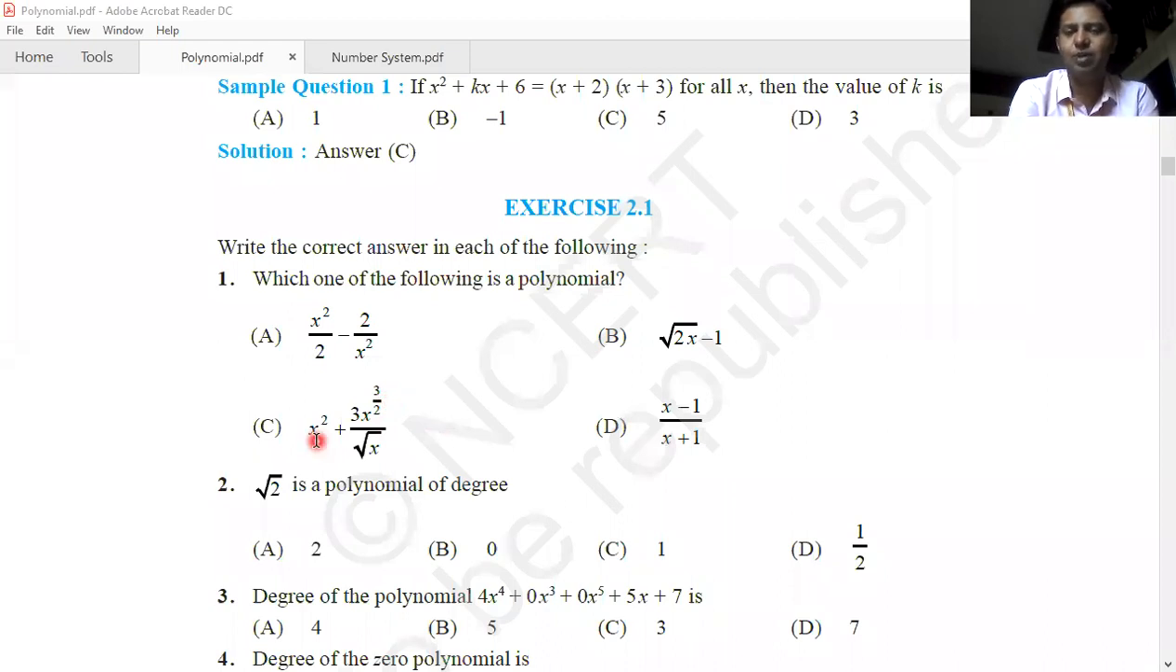This is the polynomial because the power of x becomes a whole number. Here we have x square, and after solving this, we'll get 3x. So only C is the polynomial.